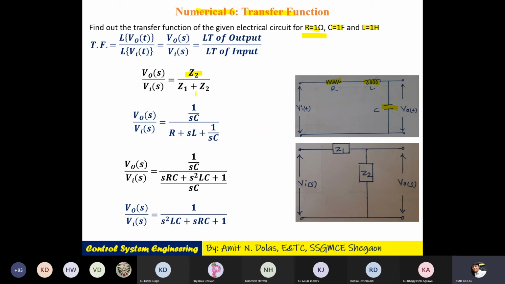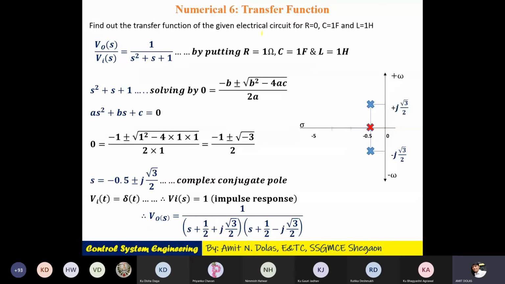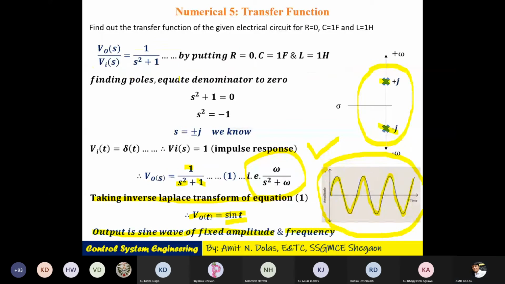So Z2 is 1 by SC. Z1 is R plus SL. So we get a similar value. VO upon VI of S will be 1 upon S square LC plus SRC plus 1. We'll put the values in the next PPT, with R 1 ohm, C 1 farad, L 1 Henry. We'll get 1 upon S square plus S plus 1. Earlier, because of the value of R, it was only S square plus 1.